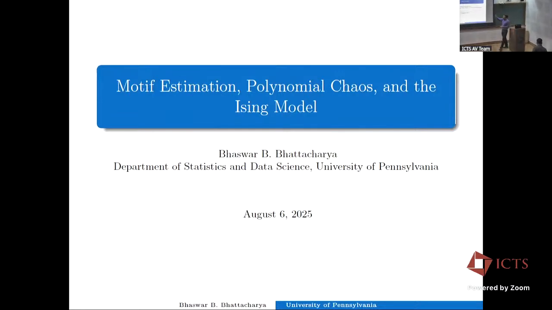So I'm going to talk about motif estimation, polynomial chaos, and the Ising model. These are three collections of problems at the intersection of statistics, probability, and statistical physics. They have very different backgrounds and different motivations, and might seem unrelated at first glance. But as we will see throughout this talk, there are some interesting common themes which unify these topics.